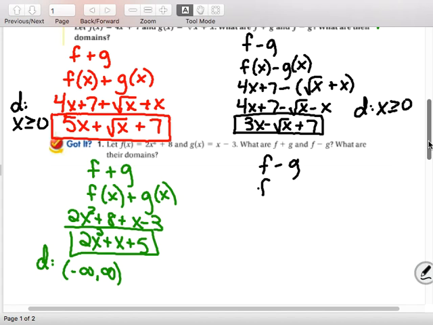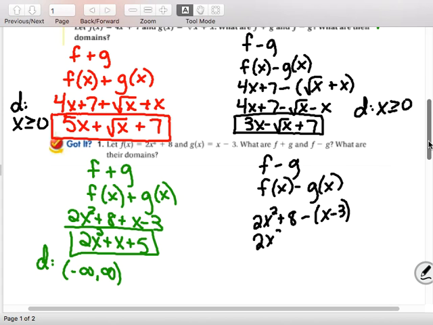f minus g is f of x minus g of x. So I have 2x squared plus 8 minus the quantity x minus 3. If I ever go too quickly for you, you can go back. I'm recording this so you can watch the video, fill in anything. Or if you start the homework and you feel a little bit confused, use one of your resources. Go back, watch the video, pause and rewind as many times as you need. So this is going to give you 2x squared plus 8 minus x plus 3.